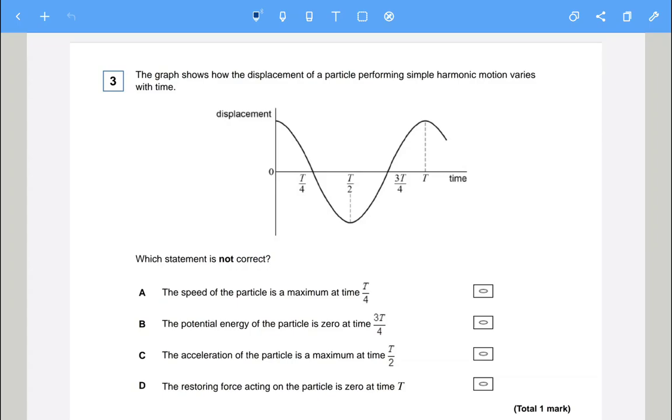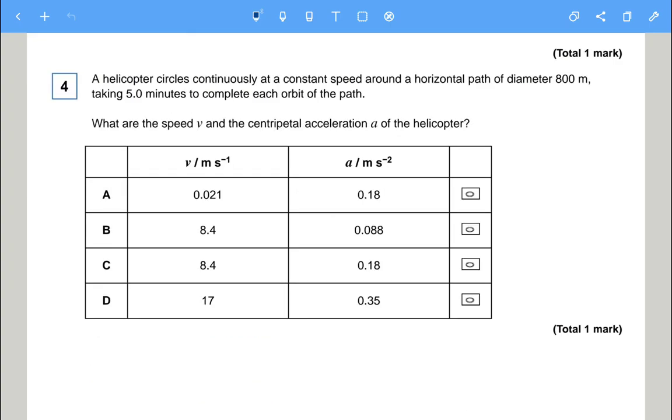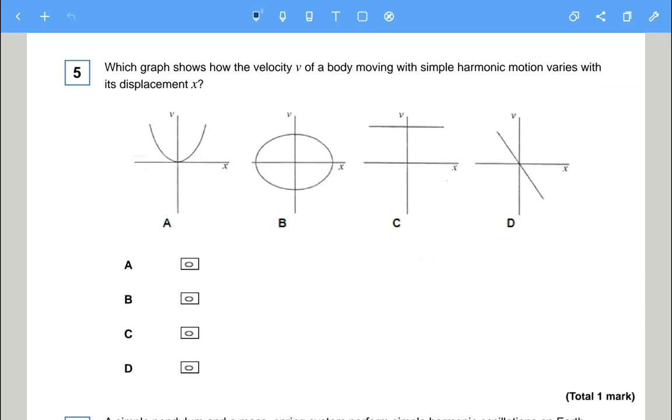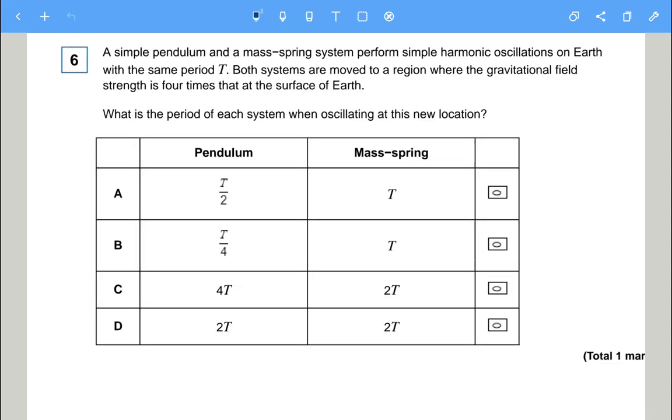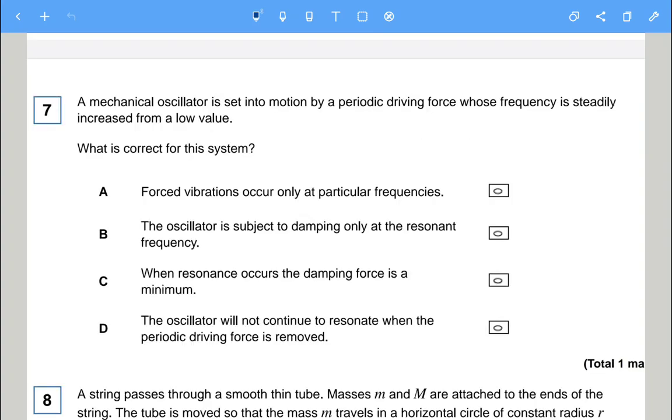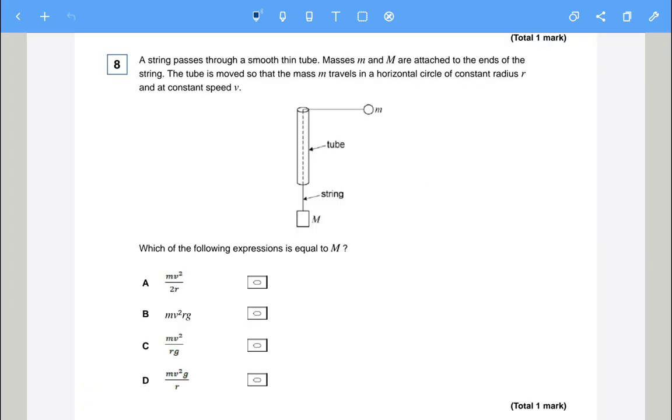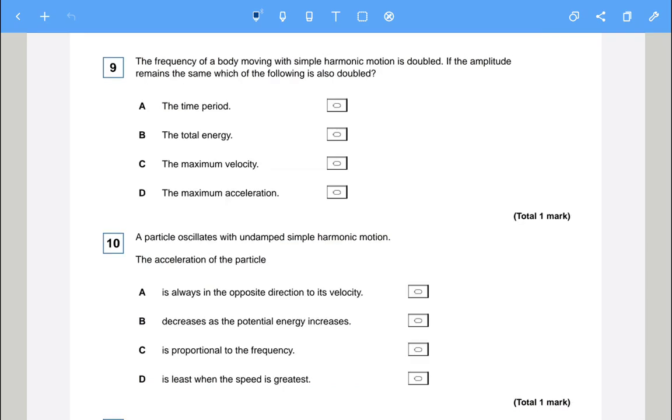So this is question 3. As you can see, it's a decent mix of questions, different types. So let's look at number 4. Number 7, a bit of a weirdy one. Obviously we don't like these, that's why we've done physics, but we've got to do them. Number 8, and we've just got a few more. Finish with 9 and 10.